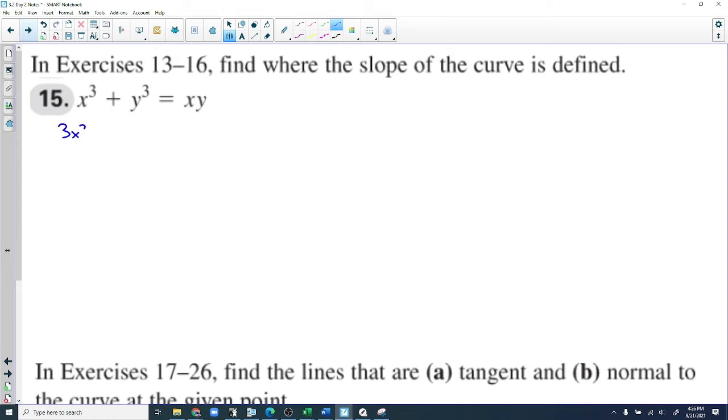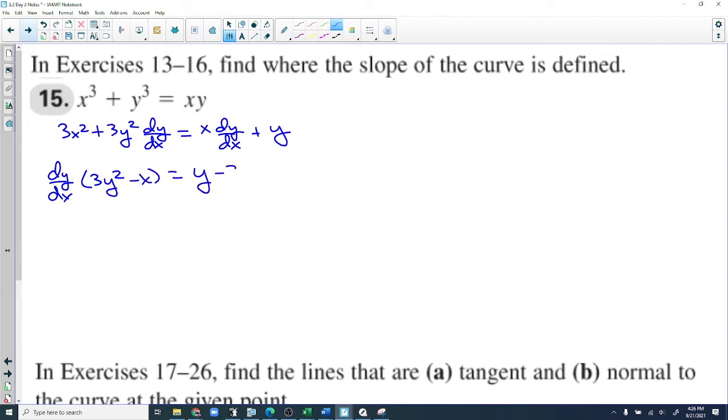We have 3x squared plus 3y squared dy/dx, because we took the derivative of y, is equal to first times the derivative of the second plus the second times the derivative of the first. Let's get everything with the dy/dx on the left side, and then we'll factor out. So it's 3y squared minus x, and then on the other side we have y minus 3x squared. And then we'll divide. So dy/dx is equal to y minus 3x squared over 3y squared minus x.